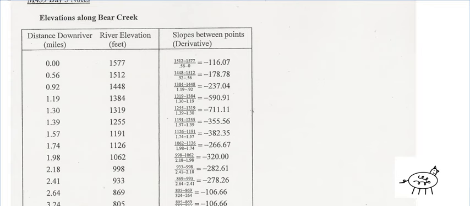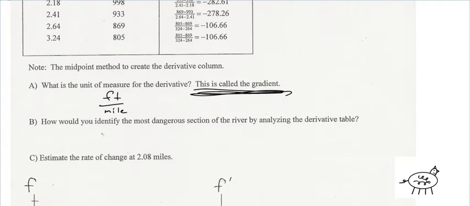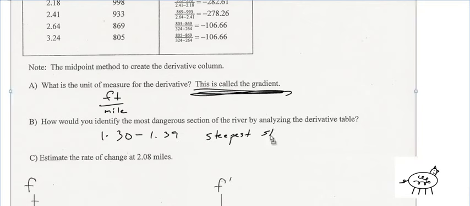So if I look for the steepest slope here, you will see that it's between these values right here. So that's my steepest slope. The answer to that question is, you can even see these values down here, right? Let me highlight this guy right here. So it's between 1.3 and 1.39 miles downriver. That's the most dangerous part because it's the steepest slope or steepest part of the mountain, where it's dropping the fastest.